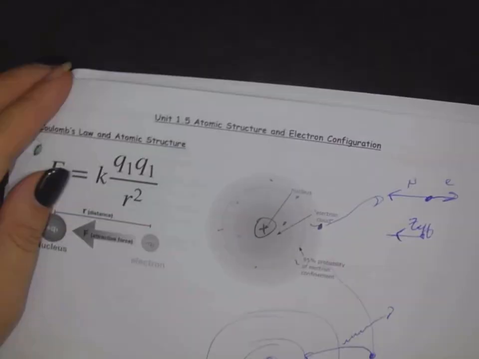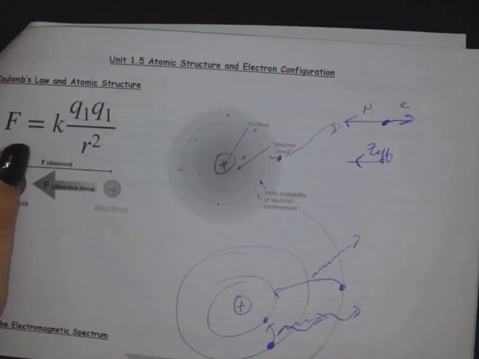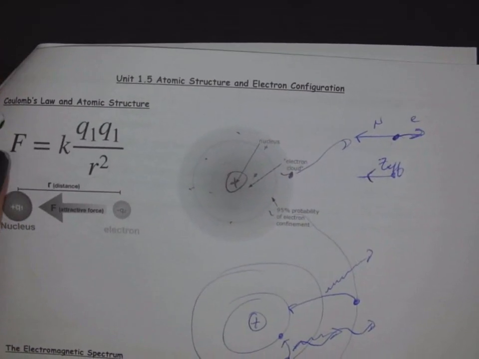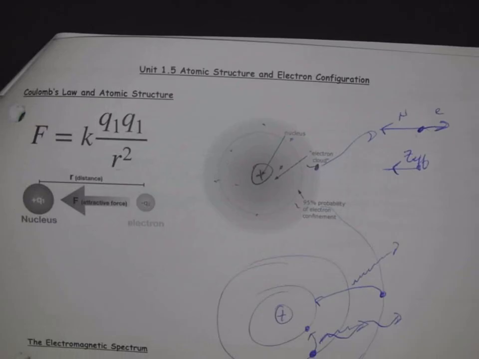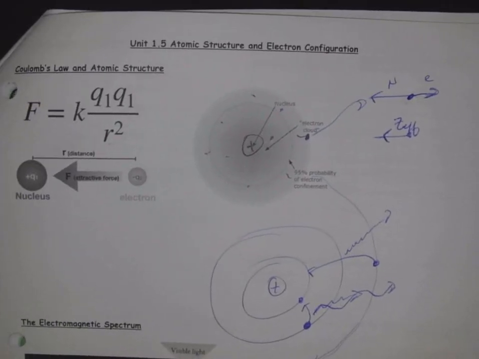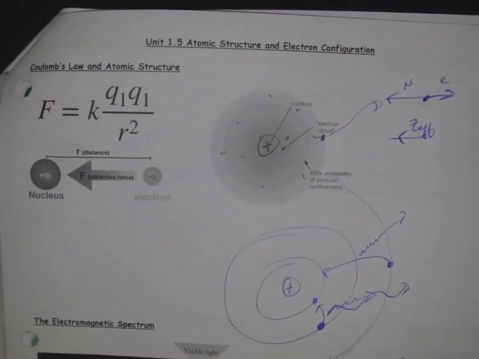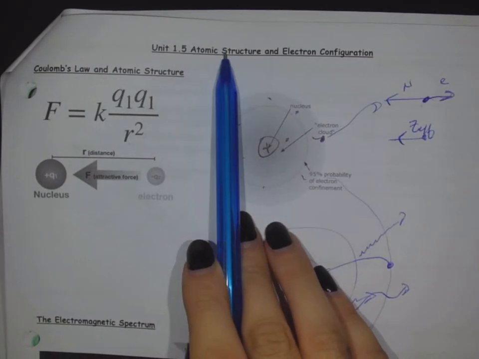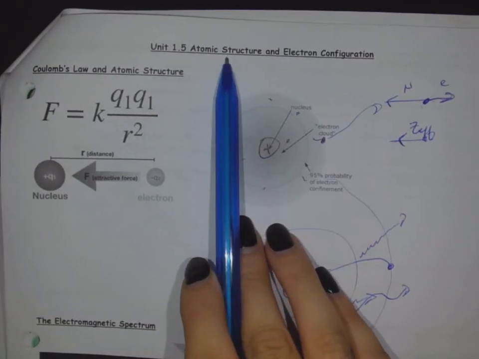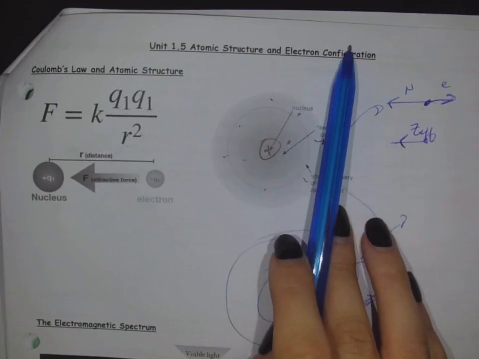Alrighty, everyone. So we are on page 27, and we're going over topic 1.5. There's a lot we've got to cover, so let's dive into it. Okay? So here's the first idea. This entire topic is about atomic structure, but mostly what the electrons are doing, and then electron configuration.